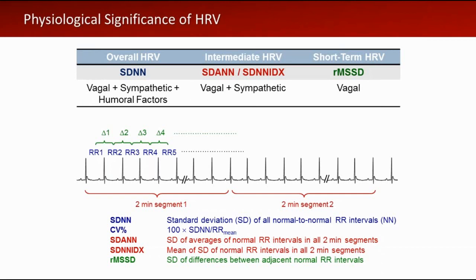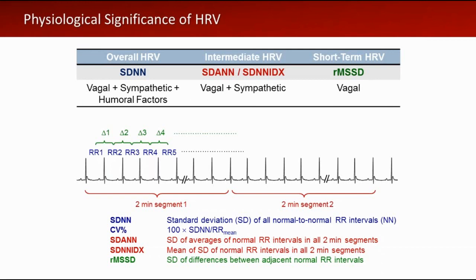And so I try to really link it back to the physiological significance of what these parameters tell us. As I mentioned, you have overall, intermediate, and short-term heart rate variability, and these actually tell us about different things the body is doing. If we're talking about that overall variability, we're talking about both arms of the autonomic regulation, both your vagal and sympathetic inputs, as well as your humoral factors, and really anything the animal is doing. So if it's resting, grooming, eating, or running around, all of those things will be embedded in that overall heart rate variability data.